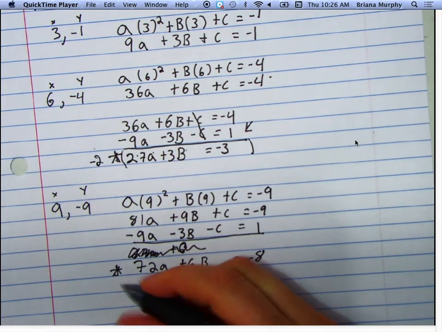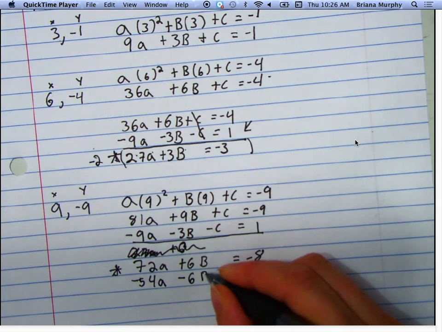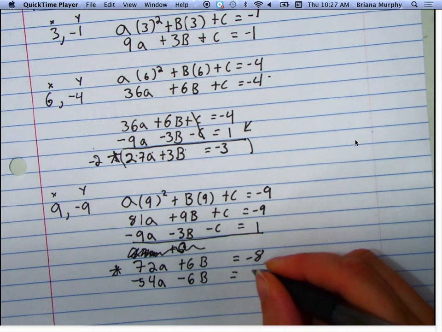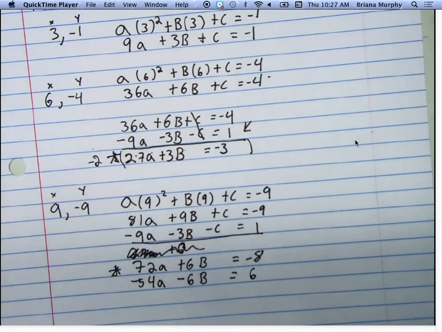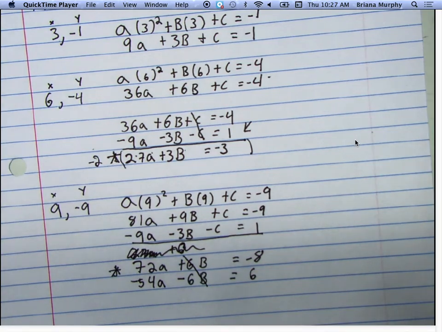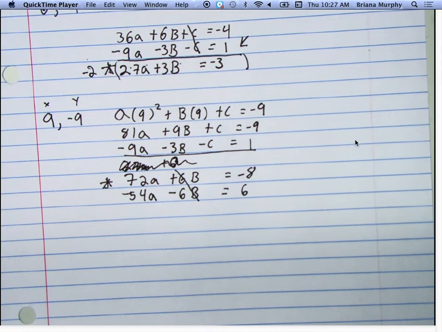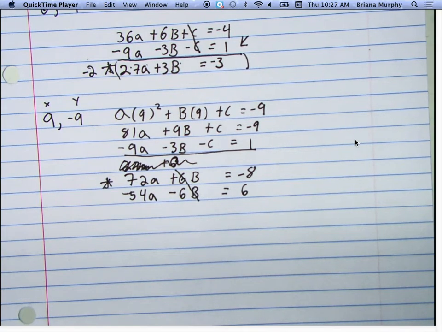Okay, negative 54a minus 6b equals a positive 6. And then I'm going to add straight down. I get these cancel. Slowing down. We just multiplied it by a negative 2 so that my b's are set up so that they will cancel.